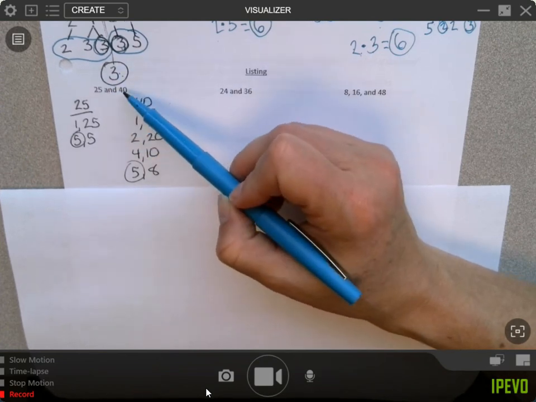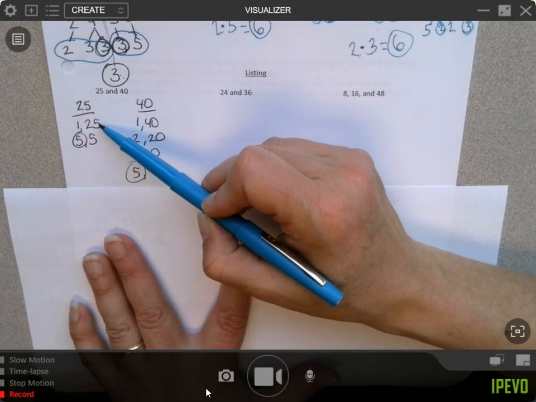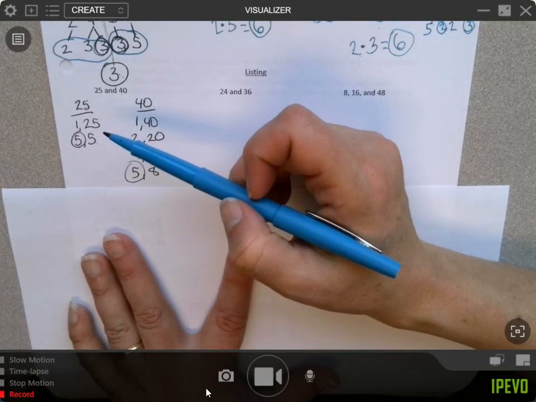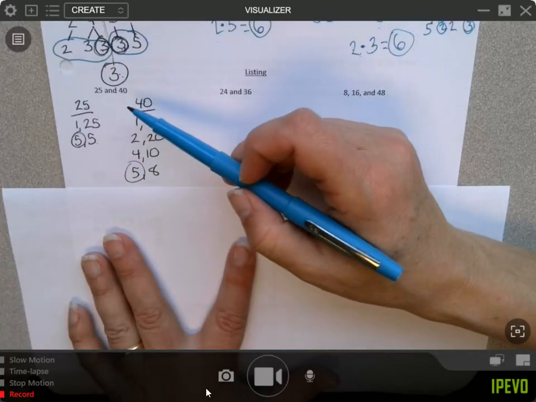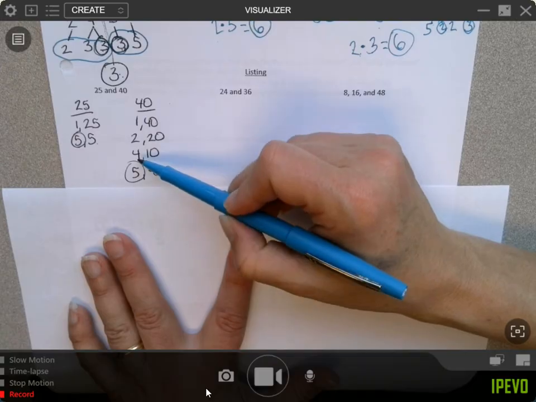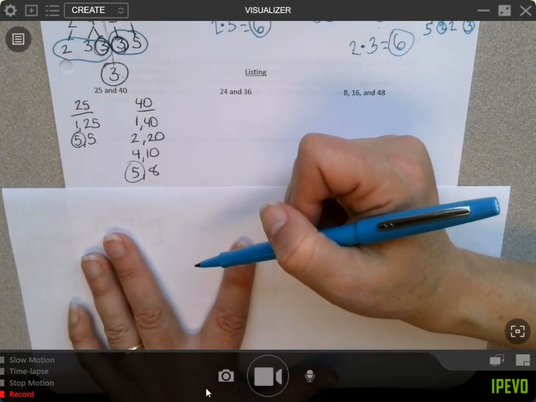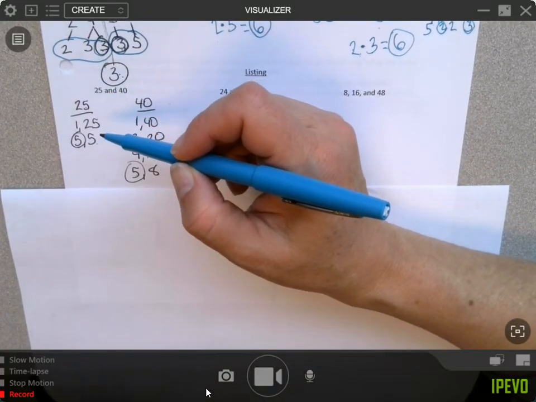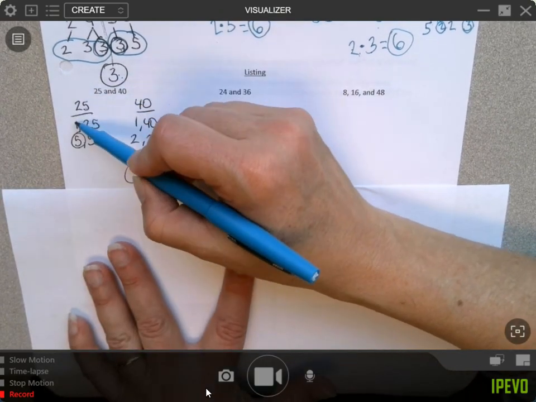So I have 25 and I have 40. For 25, I know it's 1 times 25, 5 times 5. There's no other factor pairs for 25, just those 4 numbers. Then for 40, I have 1 times 40, 2 times 20, 4 times 10, 5 times 8. Those are the only factor pairs for 40. So I'm going to look to see what's the biggest factor that they both share. Obviously, they both share the 1.